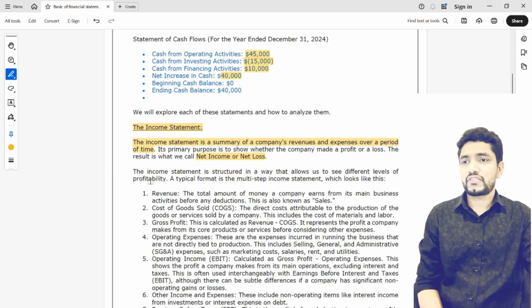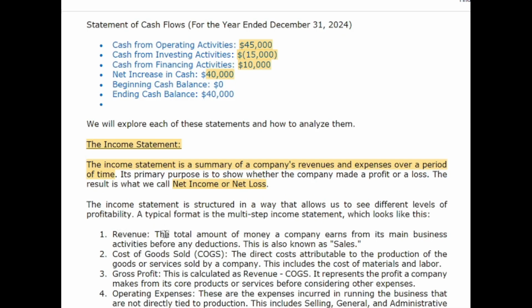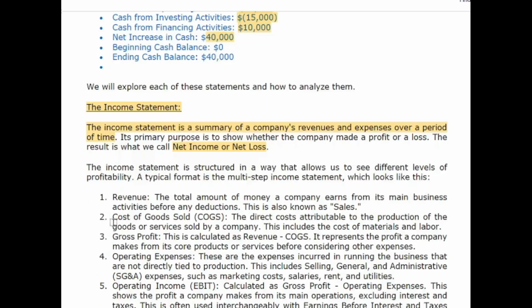The income statement is structured in a way that allows us to see different levels of profitability. So we will see the different heads or elements of an income statement. The first one is revenue. Revenue means the sales. This is at the top level, showing how much revenue or sales were generated by a company during a period of time.